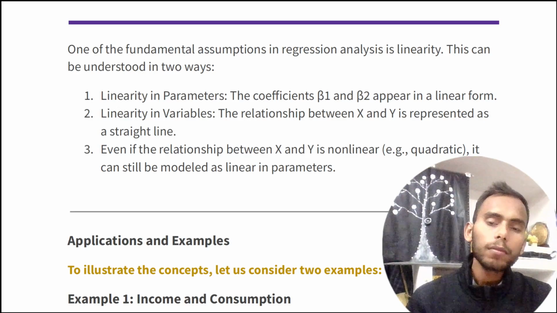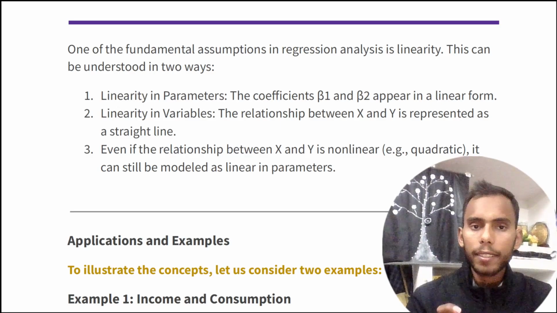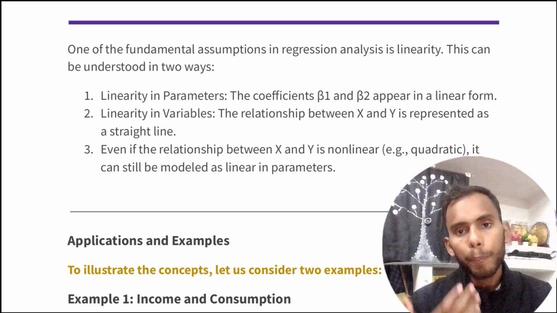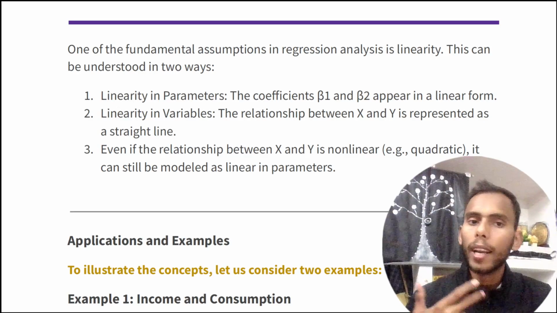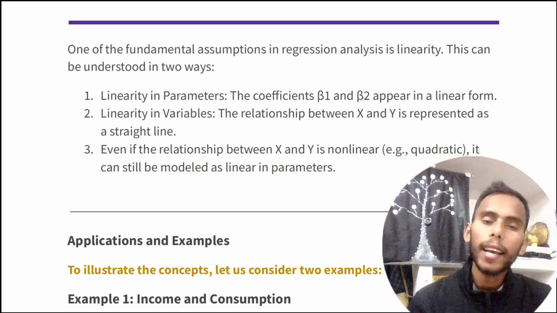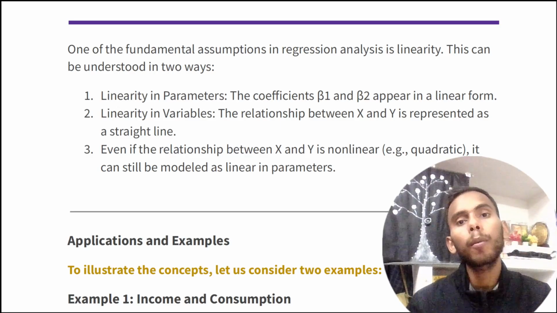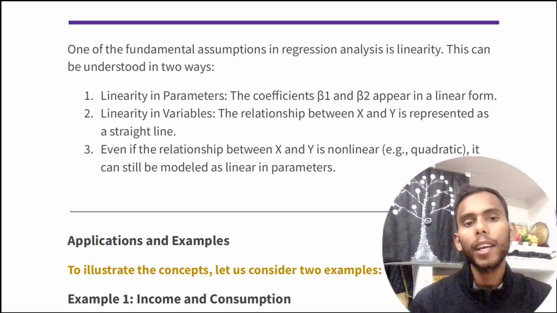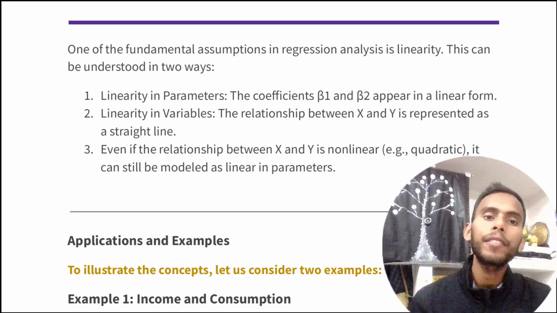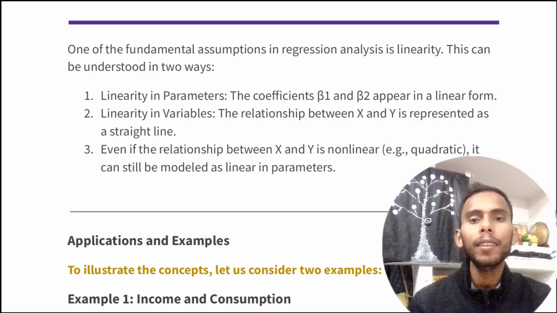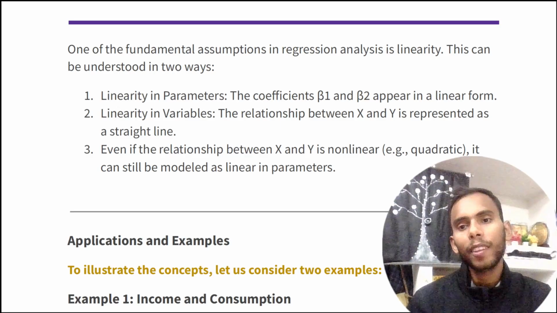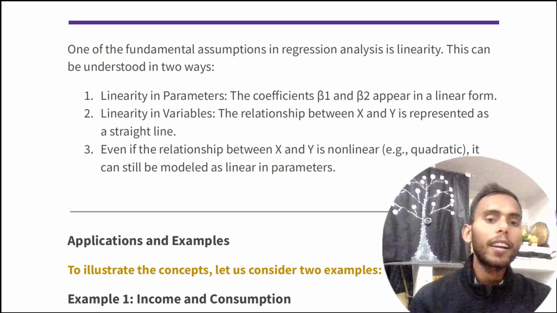So as we discussed, there can be linearity in parameters like beta 1 and beta 2, and linearity in variables like x and y. And here we are just talking about the two variable regression model, so we are just mentioning two of them. If there were more than two variables, then we can also say there can be linearity between beta 1, beta 2 and beta 3, right?